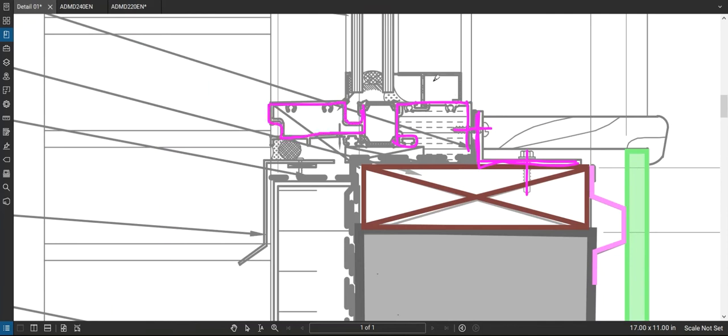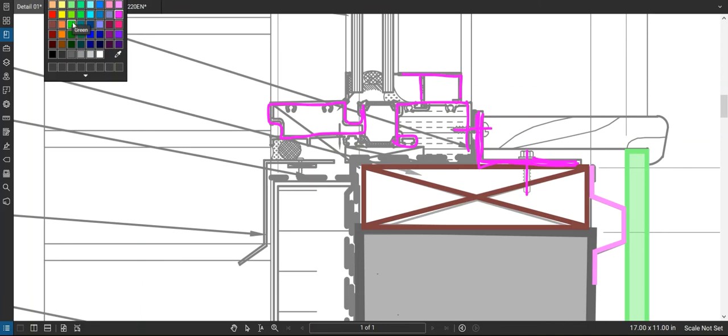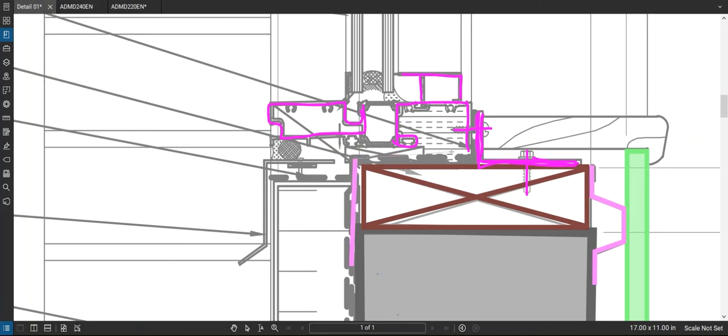Okay, so there's the frame, and what this back dam element here does is it allows the moisture membrane layer to come up the wall, go onto the sill here, and then up that back dam like that.